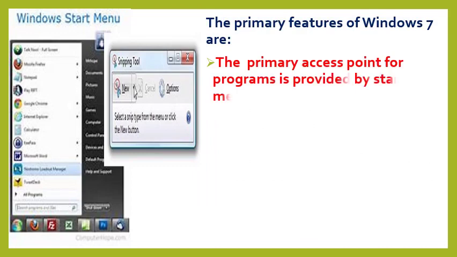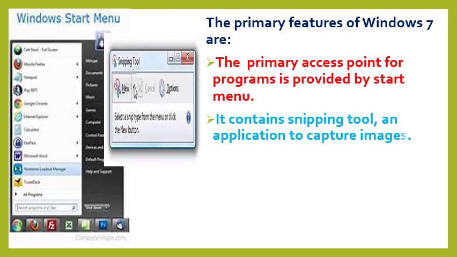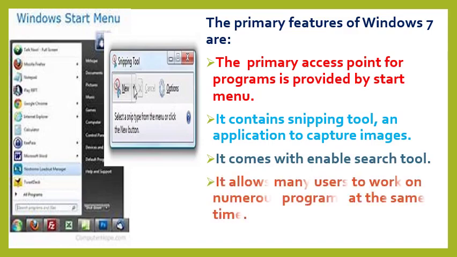Okay, the first point, the primary access point for programs is provided by the Start menu. The Start menu acts as the main root for programs. Second point, it contains the snipping tool, an application to capture images. The snipping tool is used to take pictures from any application. Then third point, it comes with an enabled search tool. You can search for files and other content using the built-in search tool that appears on the taskbar.